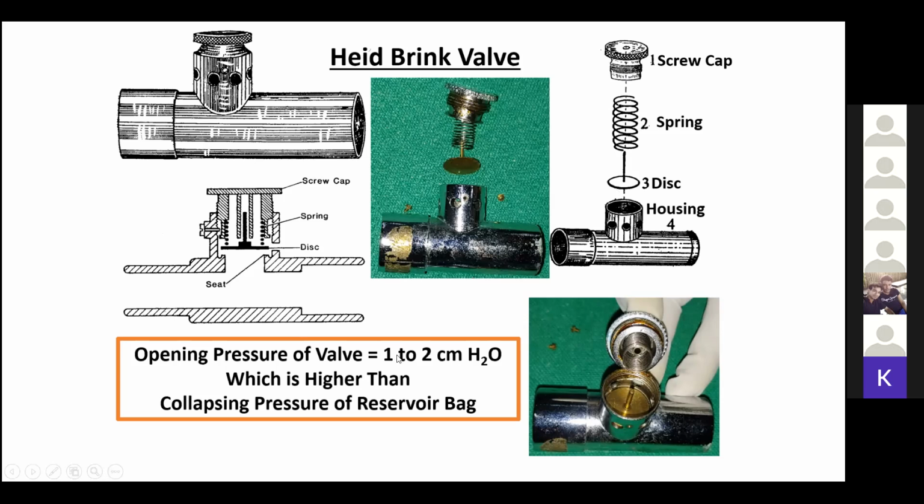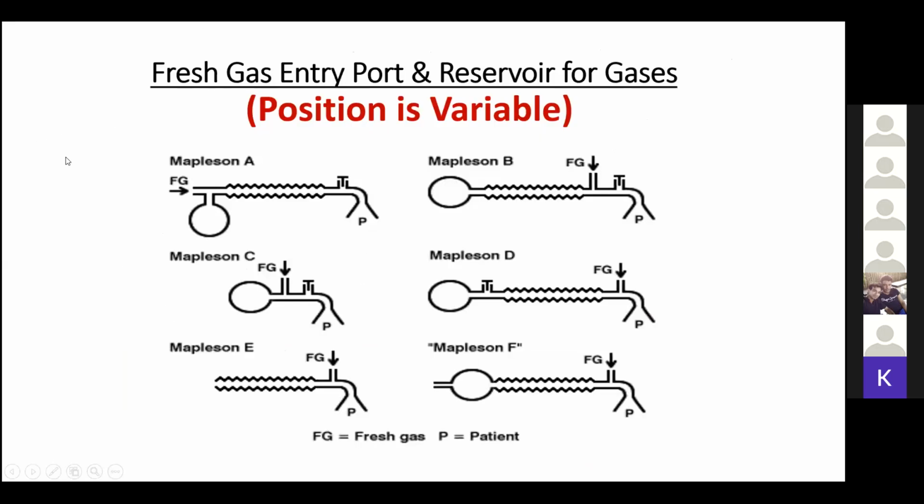Now, the opening pressure of the valve is 1 to 2 centimeters of water, which is higher than the collapsing pressure of the reservoir bag. In case your spring is lax and not working, you might have to screw it in so that you increase the opening pressure of the valve. Otherwise, your bag will always remain collapsed.